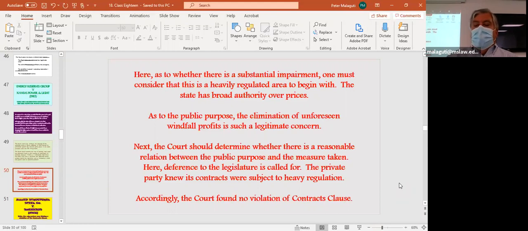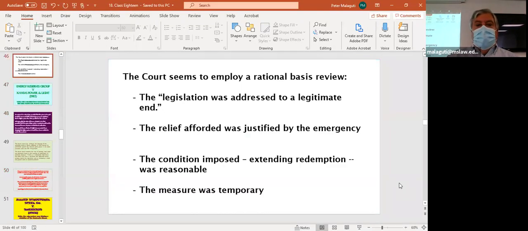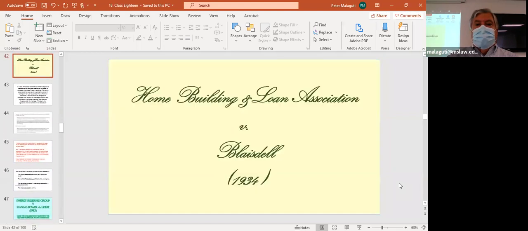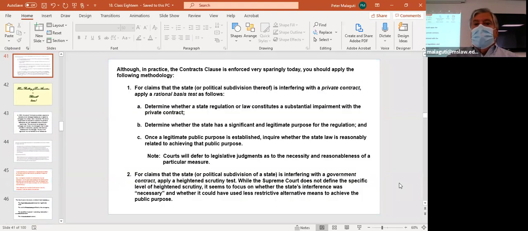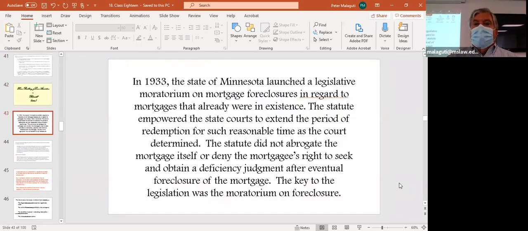So here the court finds no violation of the contracts clause, and again goes back and uses this test right here. Is there a state law or regulation that constitutes a substantial impairment? Does the state have a significant legitimate purpose for the regulation? Is the state law reasonably related to achieving that public purpose? Okay.